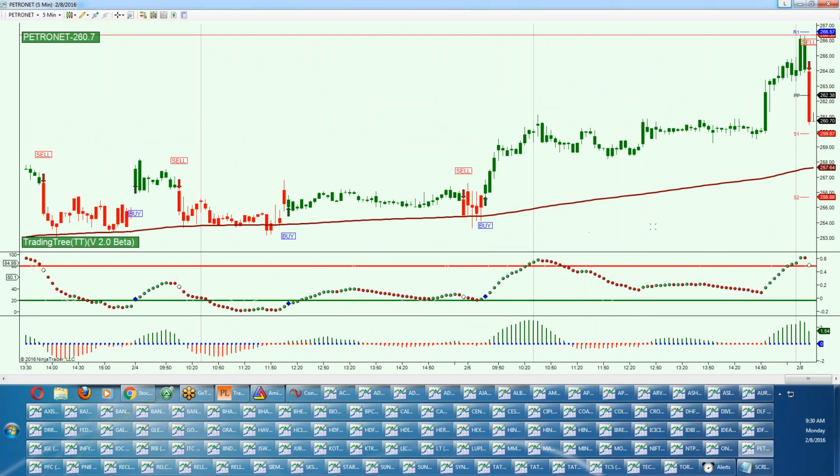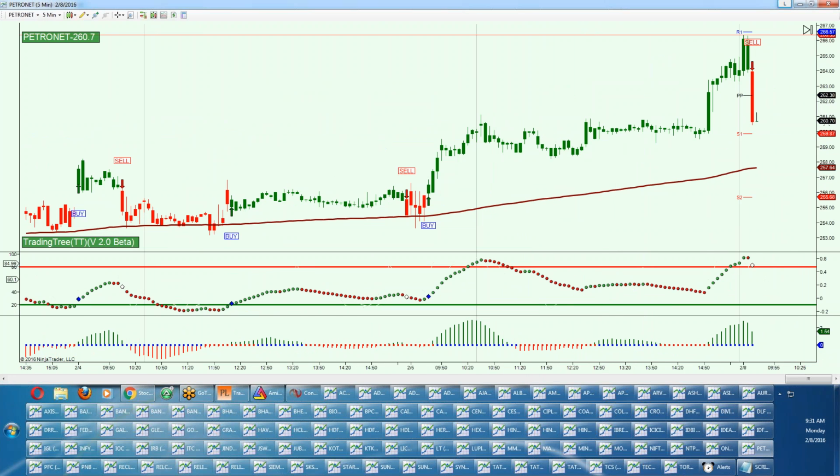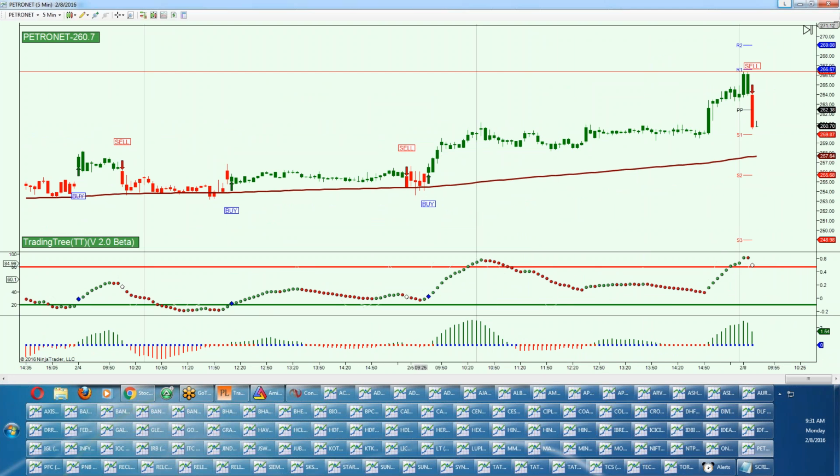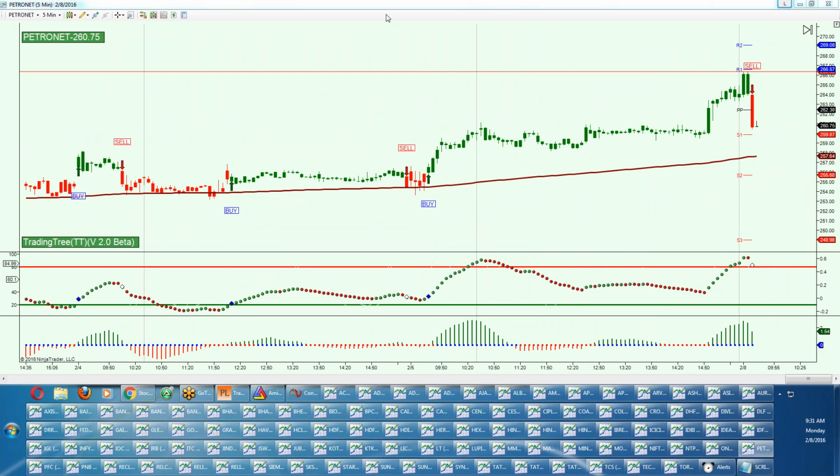Petronet, we have a sell. So you can short it below this because there's very small profit in case you short it now. So you can short it below the S1 level, that is 159.80.